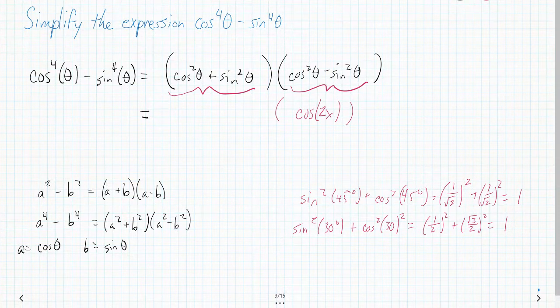Well, yes, it does. In fact, cosine squared theta plus sine squared theta, or sine squared theta plus cosine squared theta, whichever way you want to write it, it's always going to equal 1. That's a really nice result that if you haven't seen before, you're going to see soon enough. And so this whole thing boils down to just cosine of 2x, and you're done.